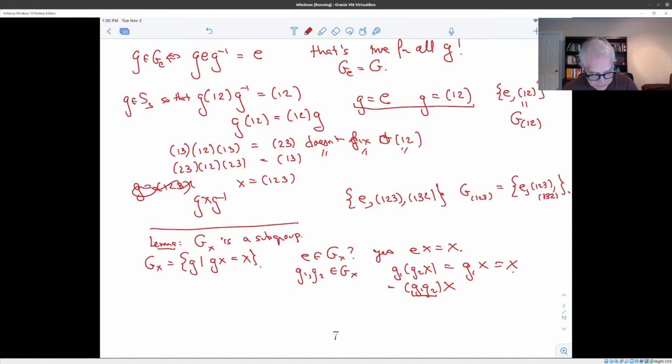So it's closed under multiplication. And what about under inverses? Well, if gx equals x, then we can multiply both sides by g inverse. And then this is x. And so we get that g inverse x equals x. So the set of elements which fix a point in an action is a subgroup. And we saw that up above. The subgroups were respectively the whole group, the group with 2 elements, and the group with 3 elements.